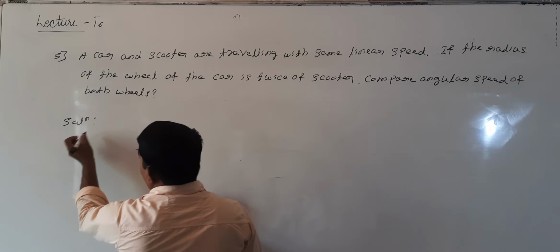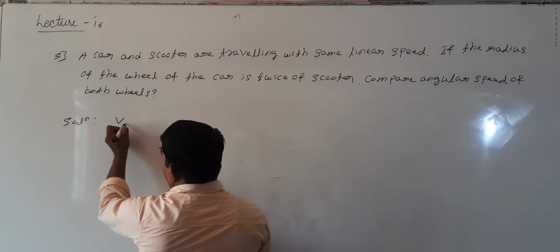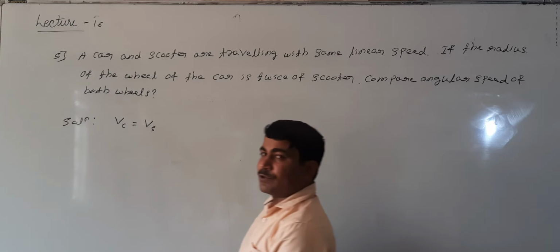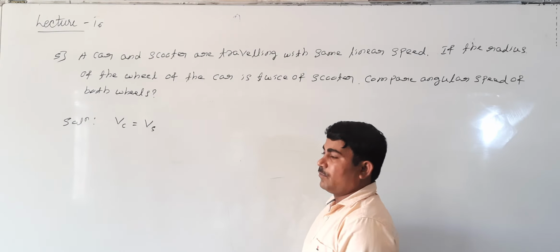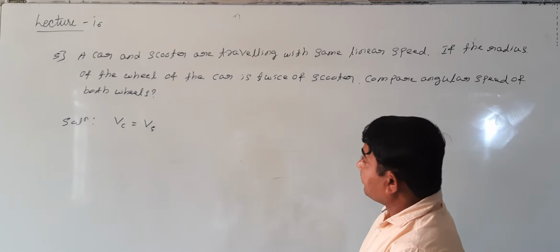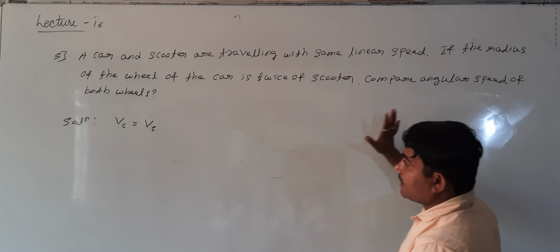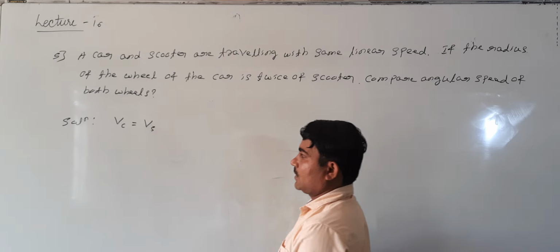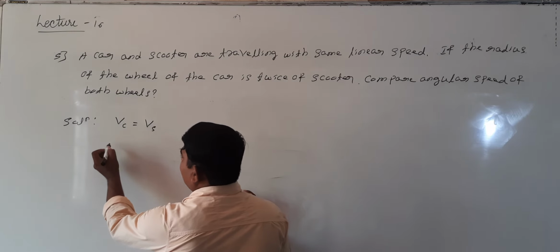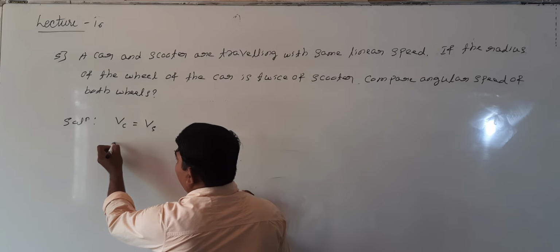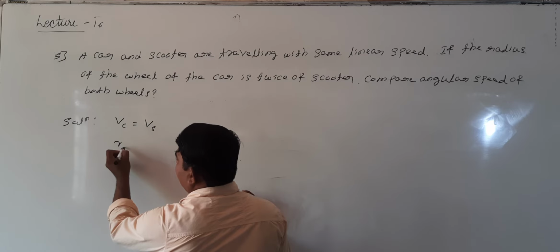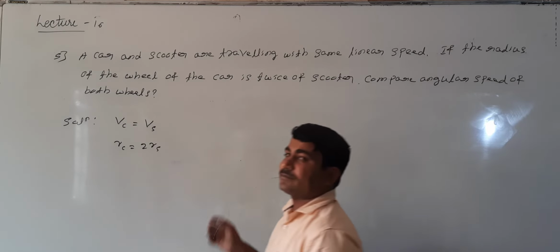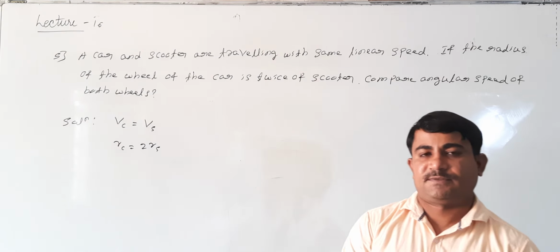How to obtain? See here. Speed of car I will represent by Vc and speed of scooter I will represent by Vs. Both are same, right? Both linear speeds are same. But what is given? The radius of the wheel of the car is twice that of the scooter. I will take the radius of the car as Rc, which is 2 times Rs. Condition is like this, right?